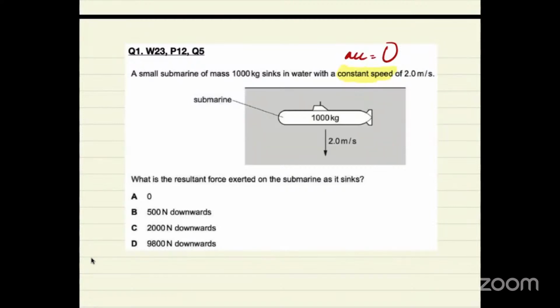And by Newton's second law, this also implies that the resultant force must be zero. So that is why there is no resultant force on this submarine.